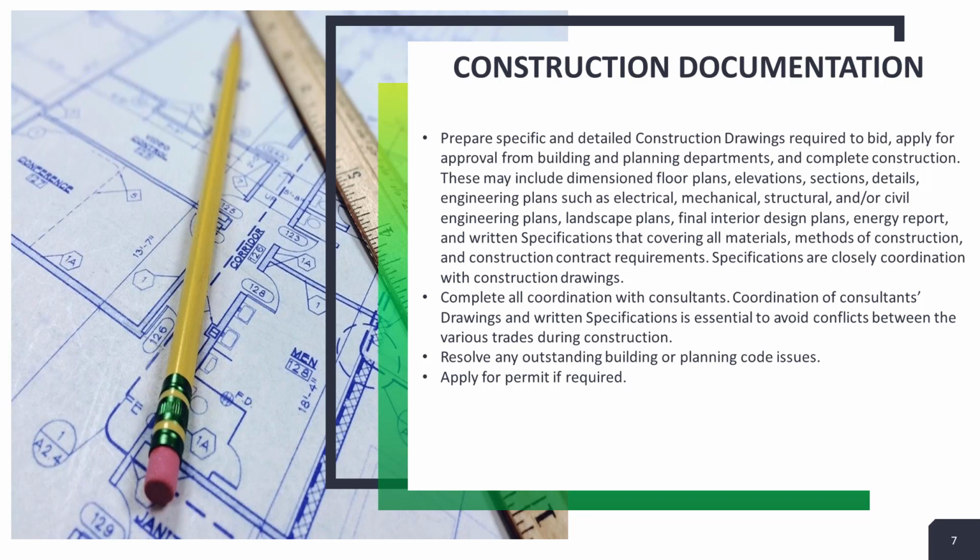It usually includes preparing specific and detailed construction documents required to bid, apply for approval from building and planning departments, and complete construction. These may include dimension floor plans, elevations, sections, details, engineering plans such as electrical, mechanical, structural, and/or civil plans, landscape plans, final interior design plans, energy reports, and written specifications that cover all materials, methods of construction, and construction contract requirements. Specifications are closely coordinated with the construction documents. If there is a discrepancy between the specifications and the construction documents, the specifications take priority.